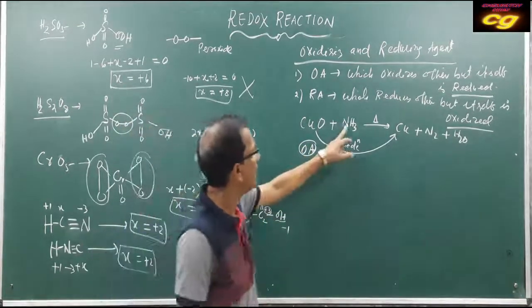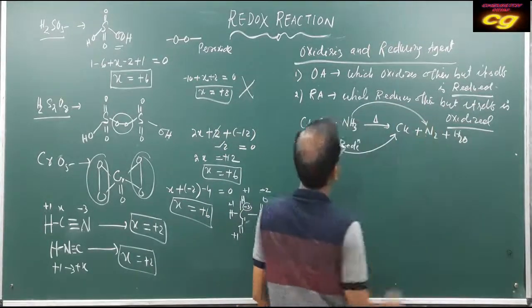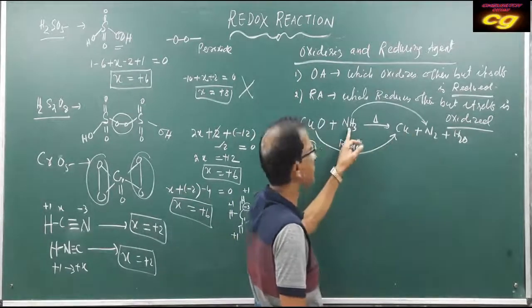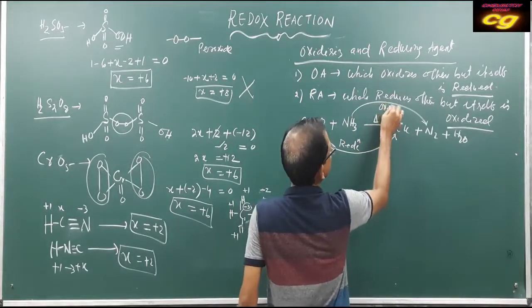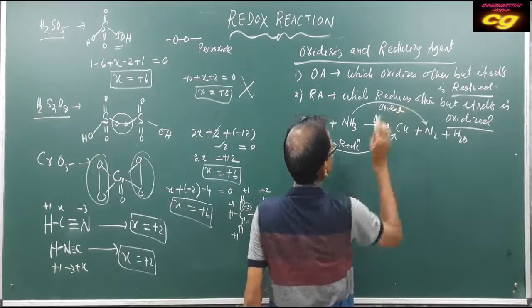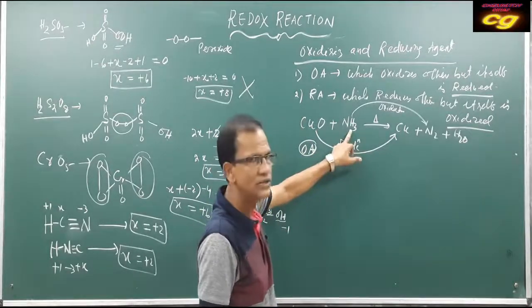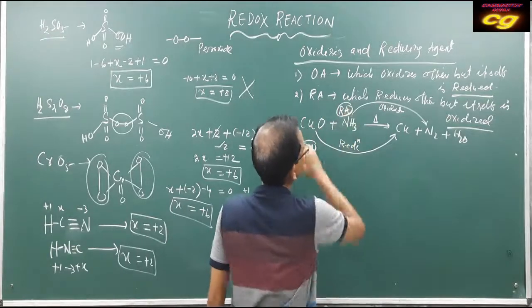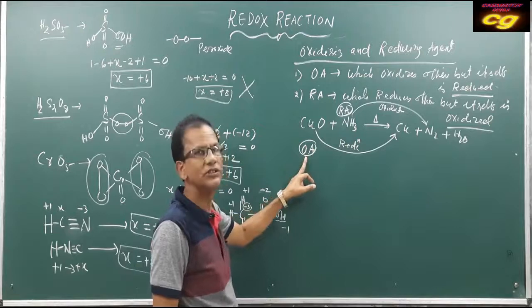But here, ammonia to nitrogen, what happens? Ammonia has hydrogen, nitrogen has no hydrogen, so there is loss of hydrogen. Loss of hydrogen means oxidation. So it is oxidized, and as it is oxidized, it is a reducing agent. So ammonia is a reducing agent and copper oxide is an oxidizing agent.